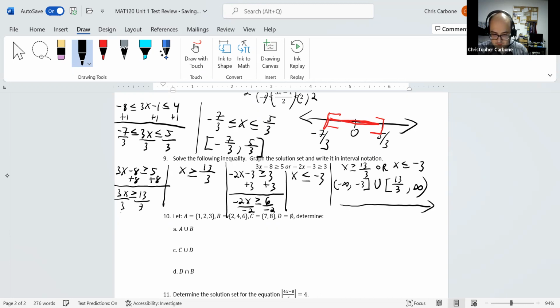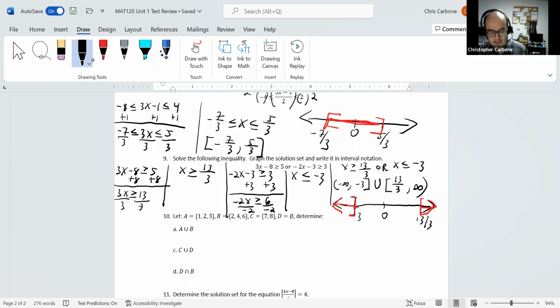And the number line for this will look something like this. We have 0, negative 3 down here. This would be 13 over 3. And this would look something like this for our number line based on these intervals.